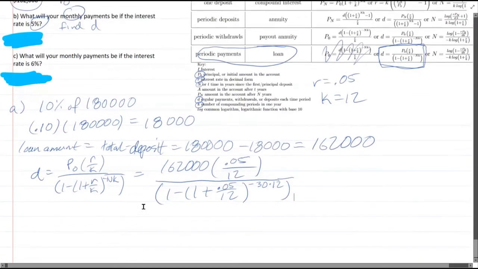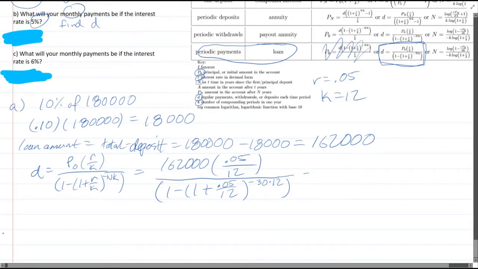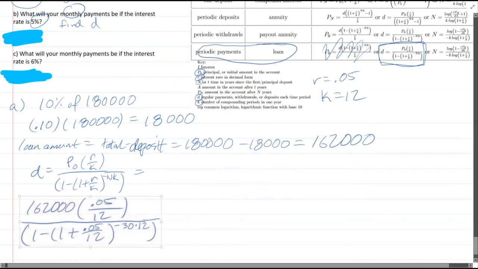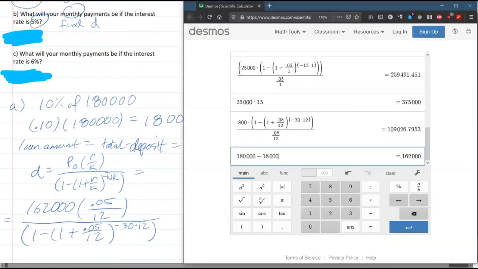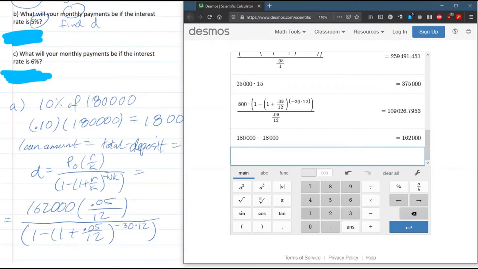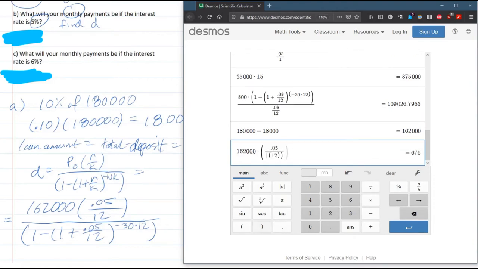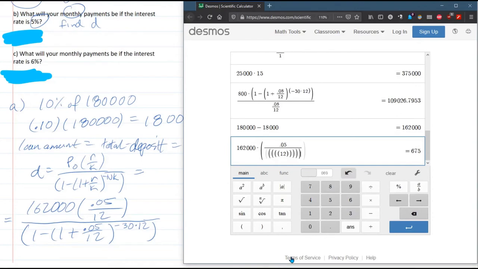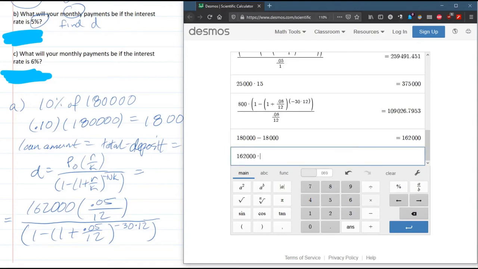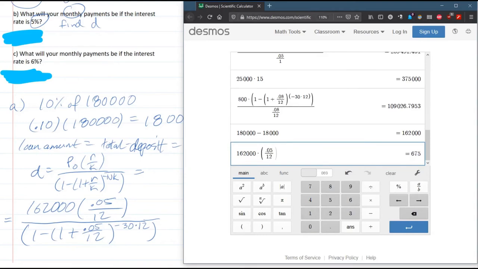Okay, so ready to type this into the calculator. And I just realized I need to move this. Put that right there. Okay, so I can get my calculator on the screen. Okay, 162,000 times parentheses 0.05 divided by 12. Now, if you're noticing, close parentheses not working so well. So I'm going to hit undo. Oh no, that undid too much. All right, so you can hit the right arrow here to move the cursor over, then close your parentheses.